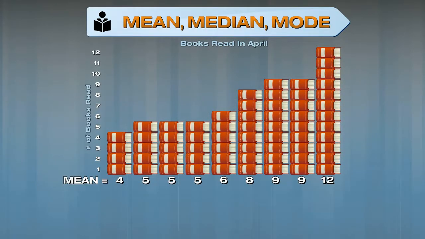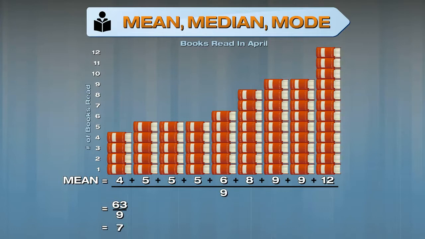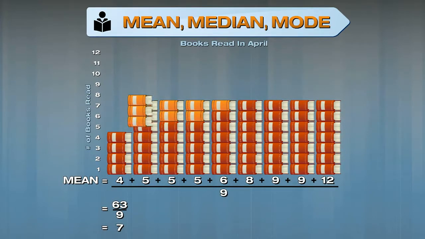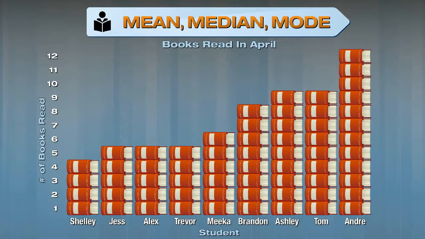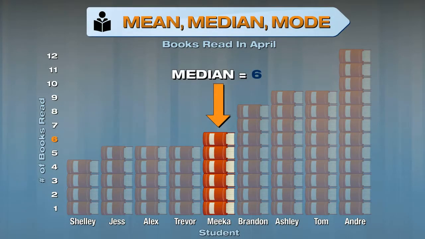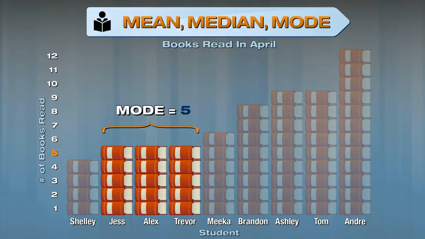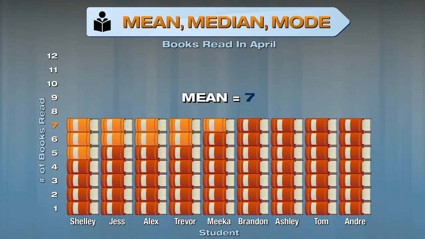Another way to find the mean is to add the numbers together and divide by the number of people. With both methods, you are dividing the 63 books equally among the 9 members. We just determined 3 ways to describe the number of books read by a typical or average club member. The median is 6, the mode is 5, and the mean is 7.